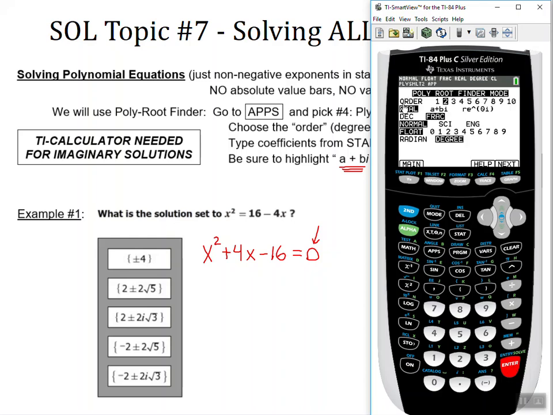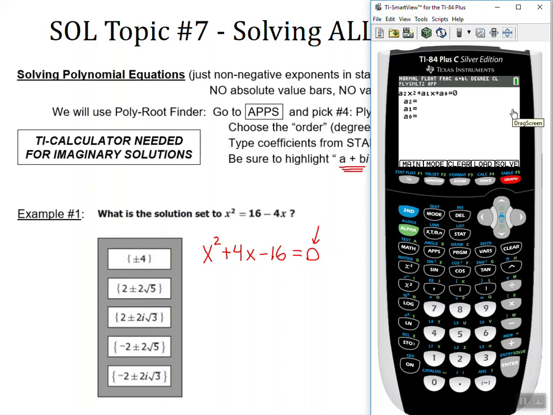So it's going to first ask us for our order. Our order is our degree, and typically we're talking about a quadratic, so that's why 2 is highlighted. We definitely want to make sure that we are highlighting the A plus BI mode, so please push enter on that, and all the other things can stay what they are: fraction, normal, float, degree. I'm going to hit next, so that's the graph button, and then I'm going to type in the coefficients that I see. My screen looks like this. Your screen might be typing the coefficients side by side. Just make sure you type in the correct coefficients.